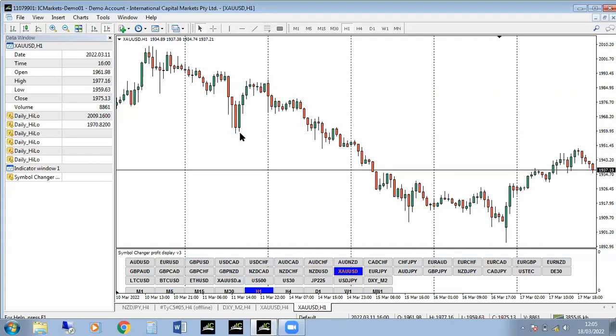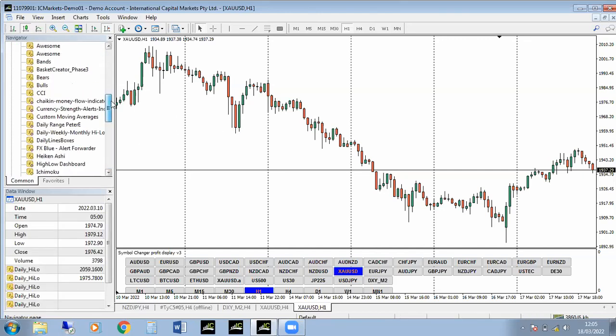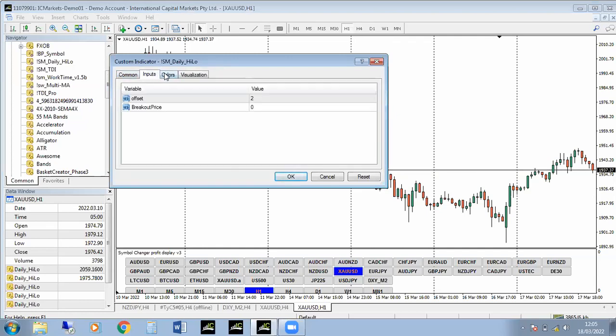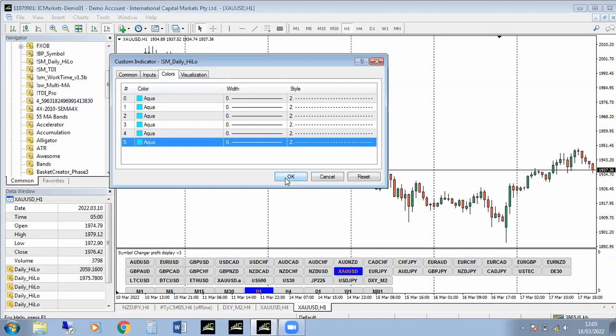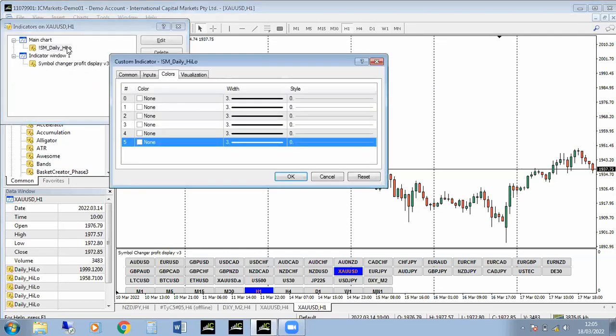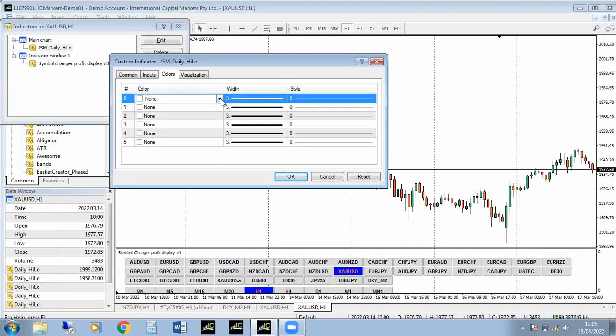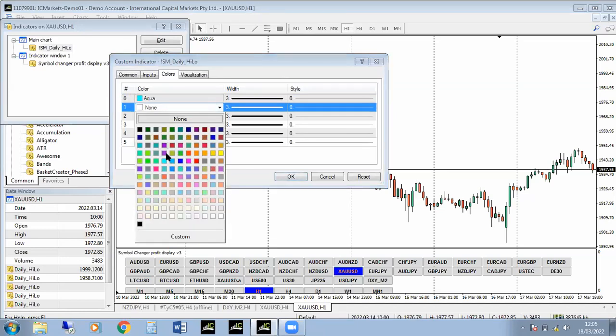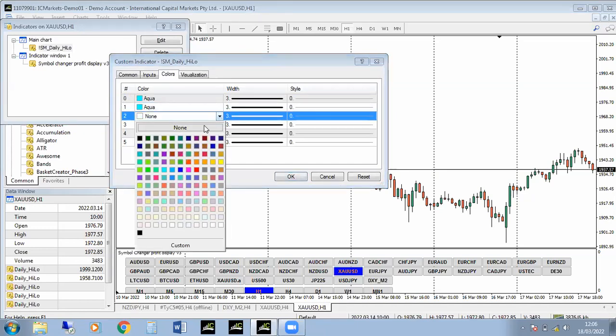Actually, we have an indicator that we use for this. I don't know why I didn't put it on my chart. All right, the daily high low, where are you? Oh, colors are set to none. Why is that? All right, sorry, just a moment, so that makes our work easier.